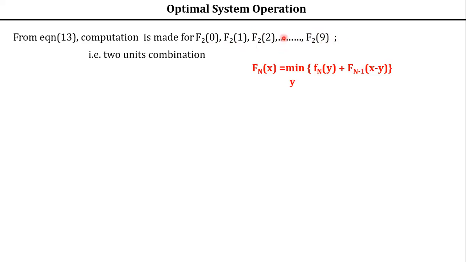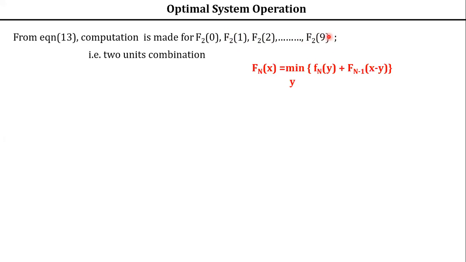That means what is F20? It is the minimum cost for generating 2 megawatts by two units. Understood? This is the meaning, by two units. So what is this F21? It is the minimum cost of generating 1 megawatt by two units. And what is this F29 here? It is nothing but the minimum cost of generating 9 megawatt by two units. Hope you understood this one.